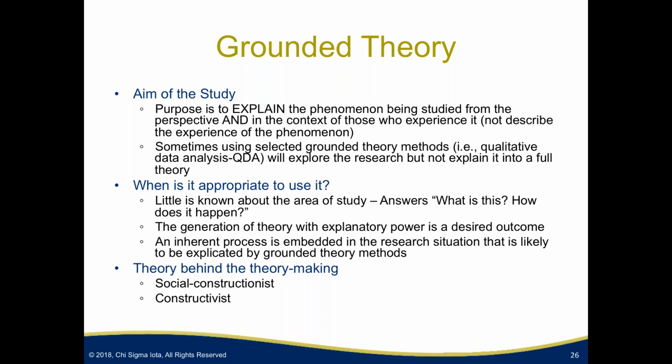So you see that I talked about sometimes you're using selected grounded theory methods like qualitative data analysis to explore the research, but qualitative data analysis is not a method. It's just a way of looking at the data. It really goes back, what type of method you are using goes back to that question. So again, when's it appropriate to use it? Again, you don't know much about the topic, okay? But how does it happen? And you're going to generate a theory that has explanatory power about the desired outcome. And that is grounded theory.